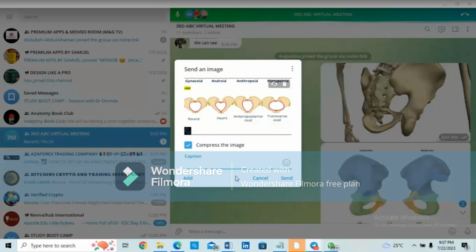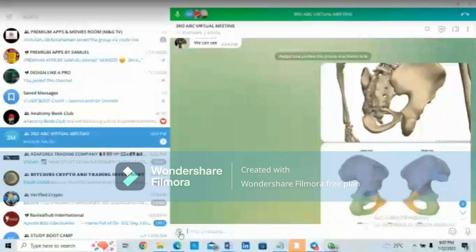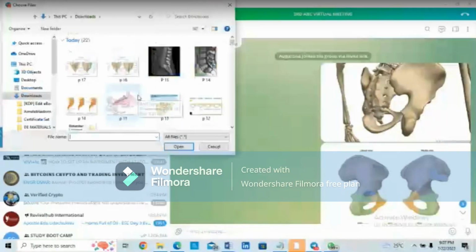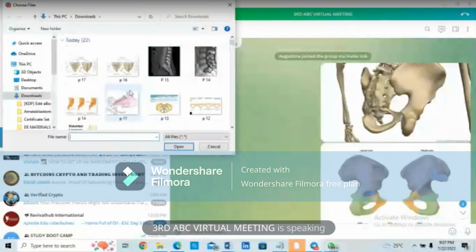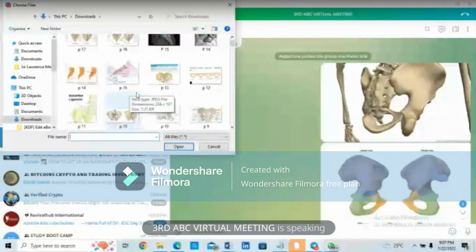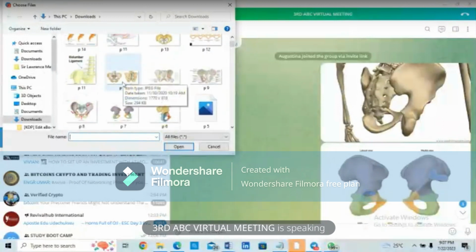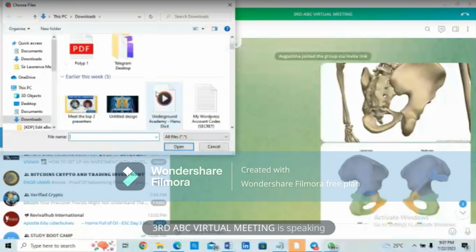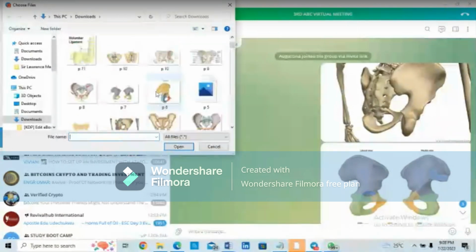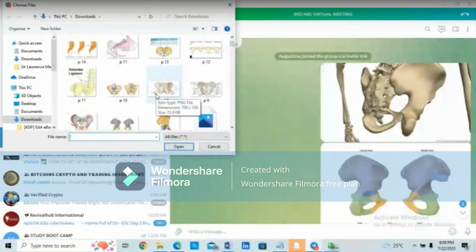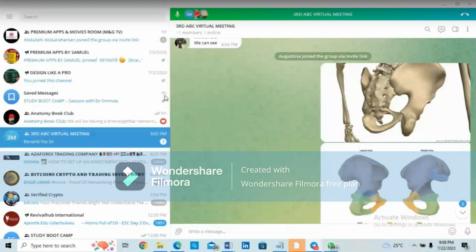Now let's talk about something else. Now we're going to talk about the diameters of the pelvis. Alright. Let me see if I have that diagram on it.